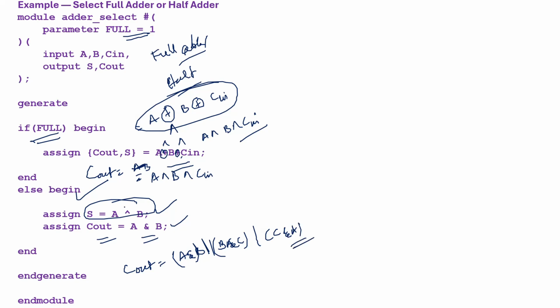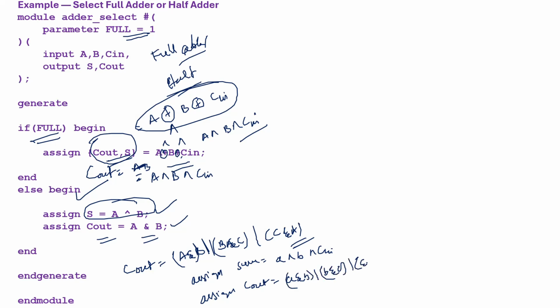And you should not take the concatenation operation here. If you take concatenation, it means both sum and carry are combined together. If you take assign outputs individually, like assign sum equal to A XOR B XOR C in, and assign C out equal to A and B, or B and C, or C and A, in this way you need to consider that. Clear?